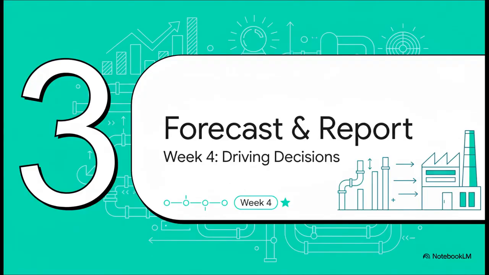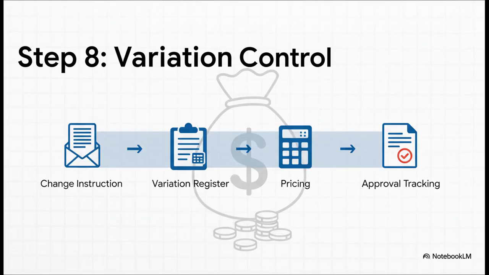And that brings us to phase 3. By week 4, your role starts to shift. You're not just a data tracker anymore. You're becoming a strategic advisor, using all that data to forecast the future and help management make smarter decisions. Listen, this is so important. Uncontrolled change orders, or amar taghyir, are the number one killer of project budgets, period.